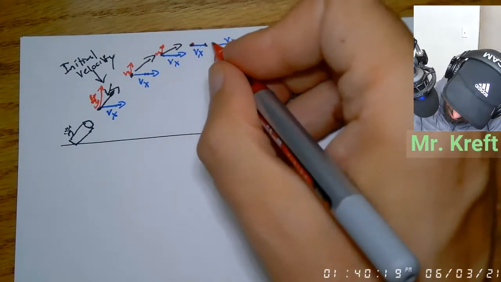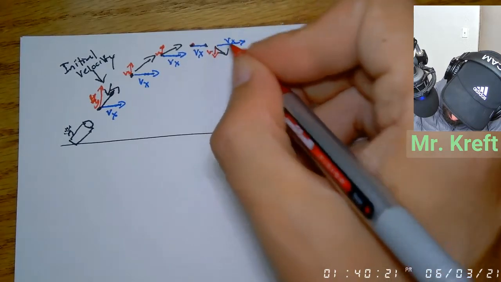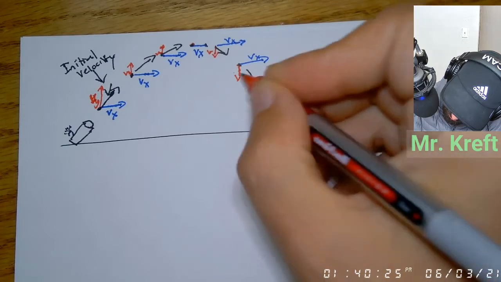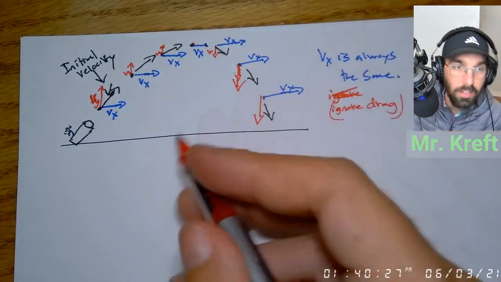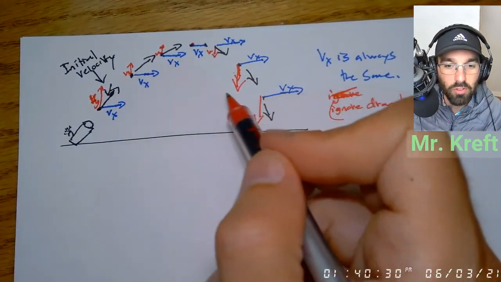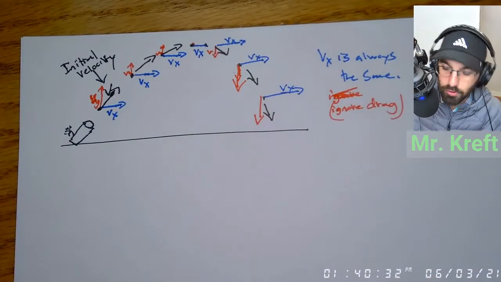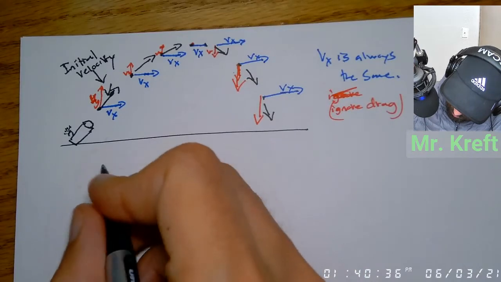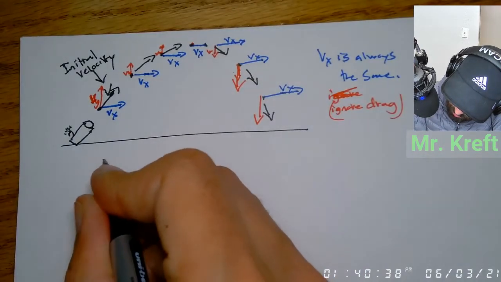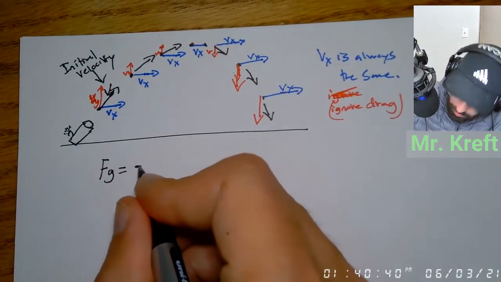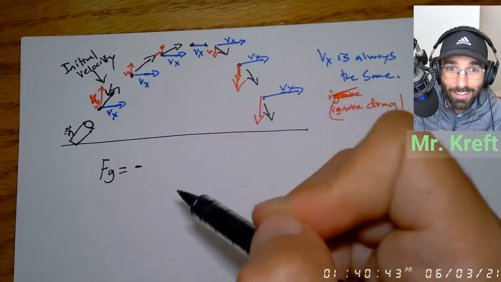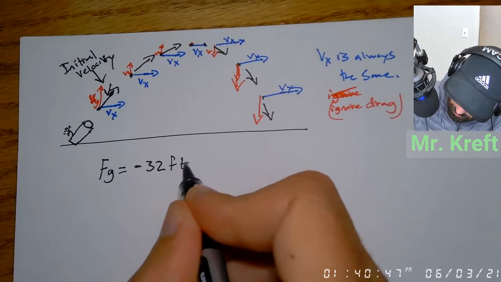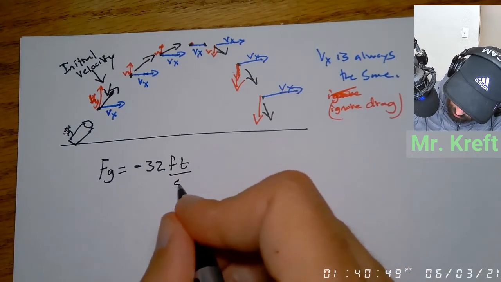And Vy is 0 here, and then it starts going down, and down, and down. So it starts high, and then it gets smaller and smaller, and this is due to gravity. In feet, the force due to gravity is negative, and we say negative because gravity acts downward, negative 32 feet per second squared.